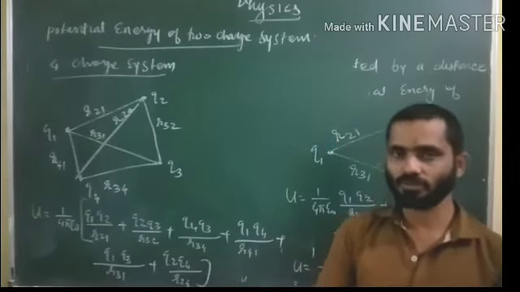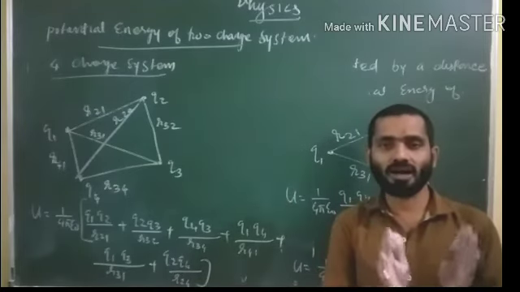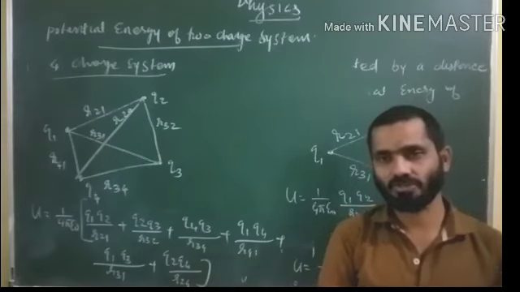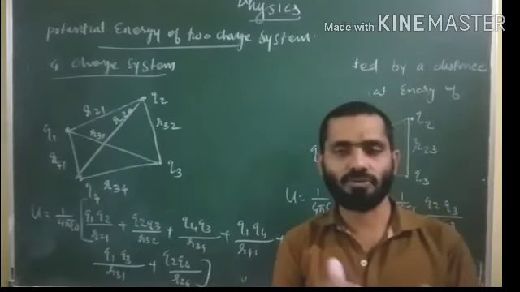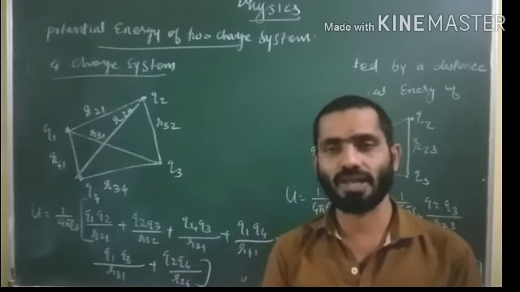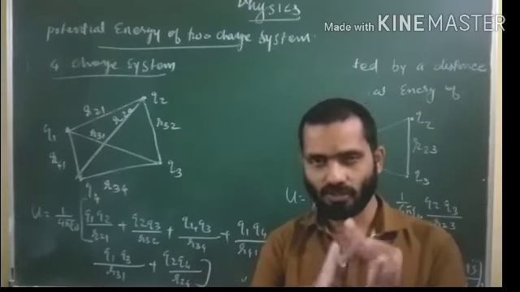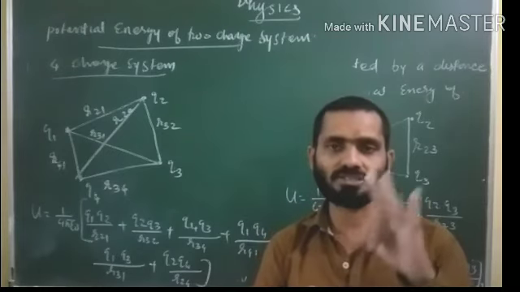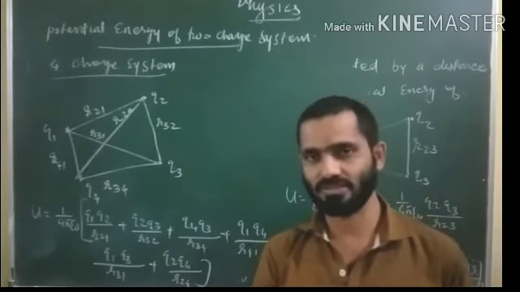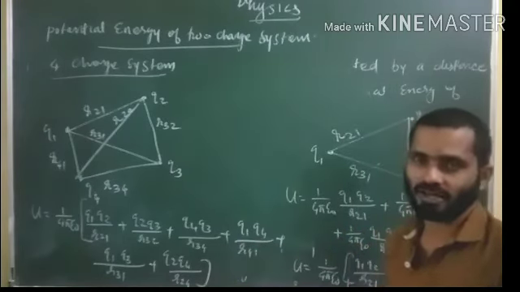So today we have discussed the potential energy of a charge placed in an external field. In an external electric field, when we are placing a charge, how much potential energy it will get. This we discussed, for a single charge, for two charges, for three charges, and for four charges. Okay, so in the case of four charges, this will be the relation.